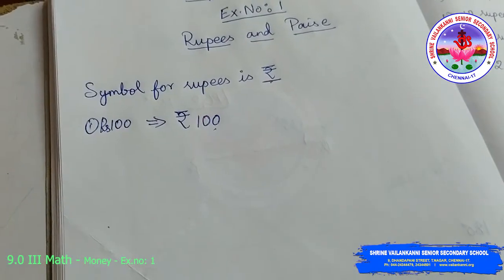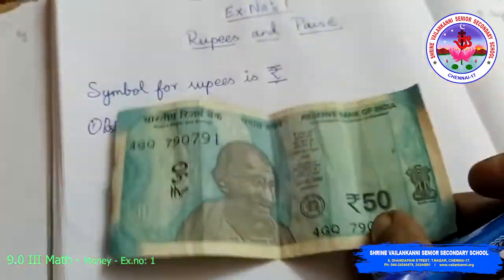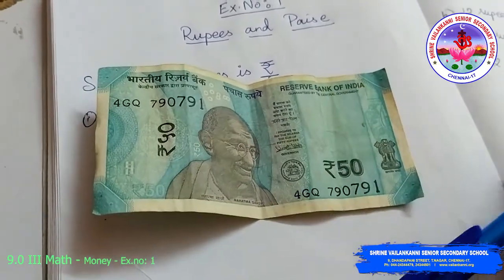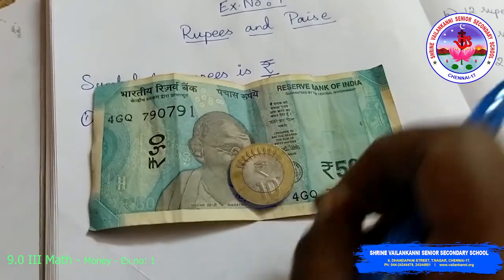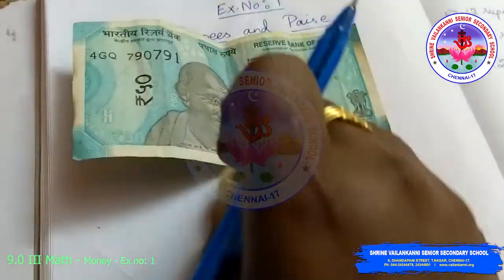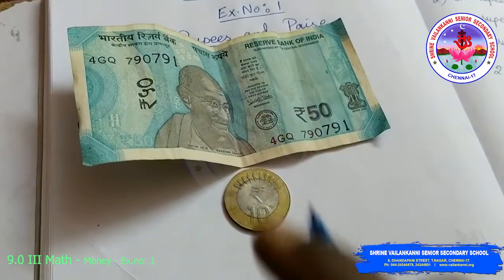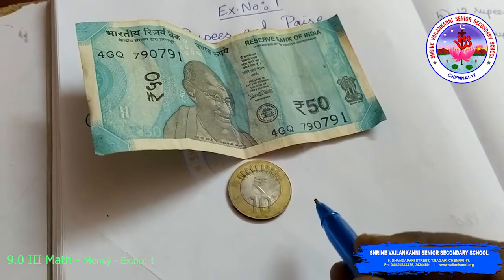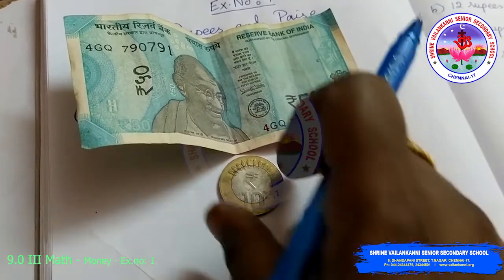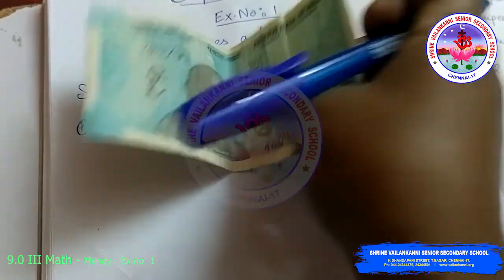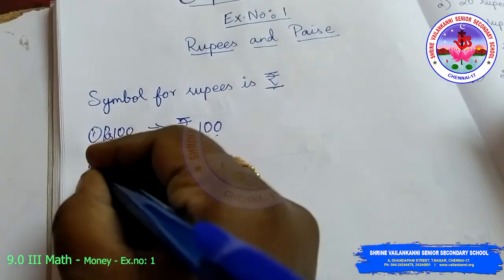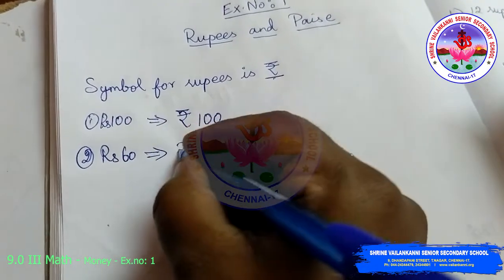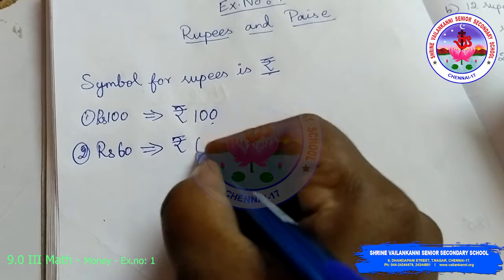Now this is 50 rupees, including 10 rupees. How much is it together? This is 50 rupees and this is 10 rupees. Together how much? 50 plus 10, 60 rupees. Yes. So now we are going to write this 60 rupees: rupee symbol, 60.